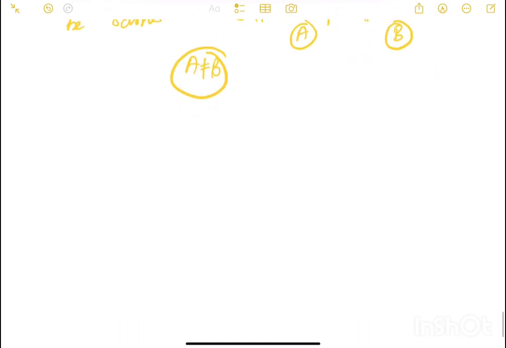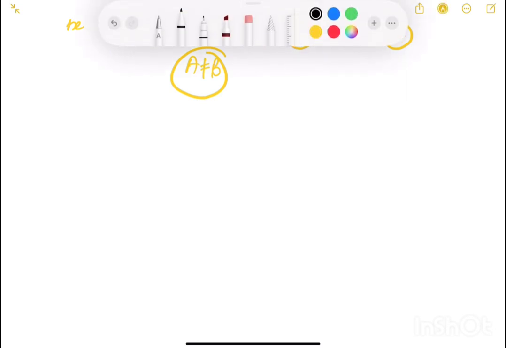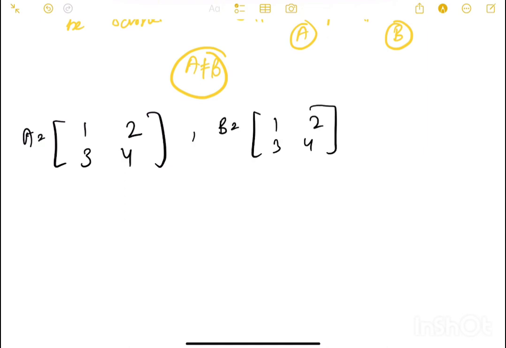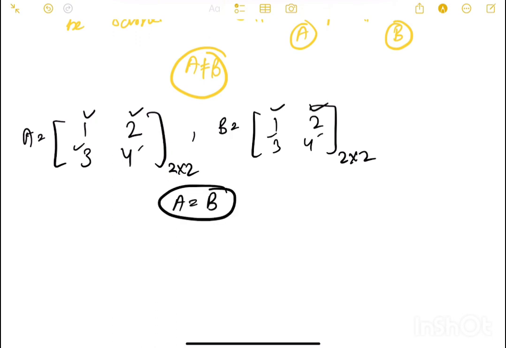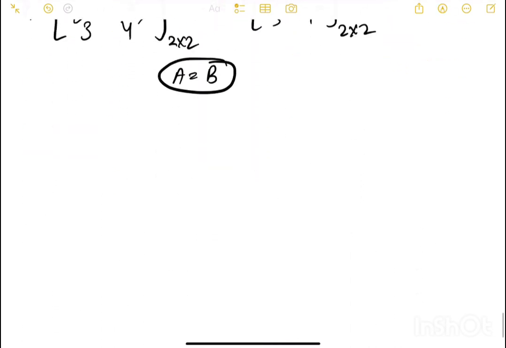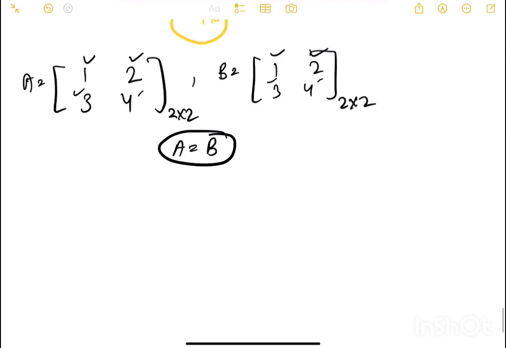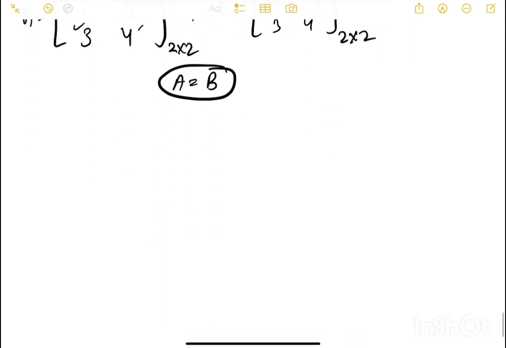Okay, now if I had the matrix A as 1 2 3 4 and B as 1 2 3 4, it is pretty visibly understood that the order is the same, and each corresponding element is also the same, right? This is 4, 4, then we can say that A is equal to B. Two matrices are equal, right? So this is how we check whether two matrices are equal or not.